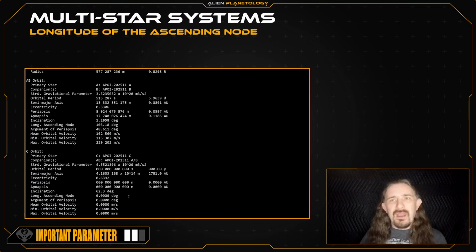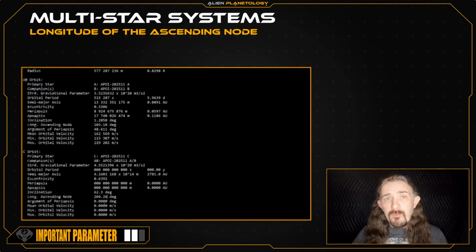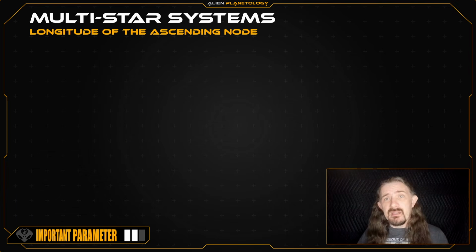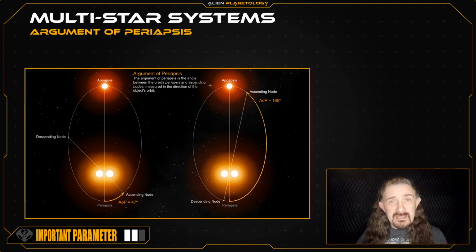For my C star, I'm going to set its longitude of the ascending node to be 204.26 degrees. If we were dealing with a circular orbit, then this is all we'd need. But because these orbits have eccentricity, we need one final parameter to define how their eccentricity is aligned. This parameter is known as the argument of periapsis and is the angle between the orbit's periapsis and its ascending node, measured in the direction of the orbit.